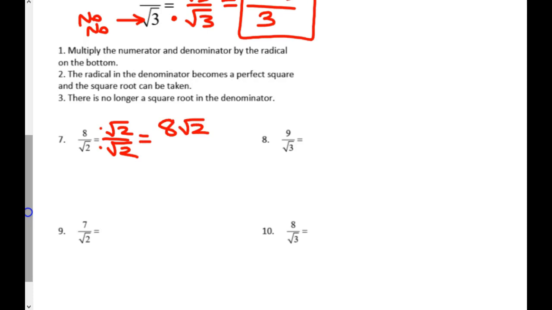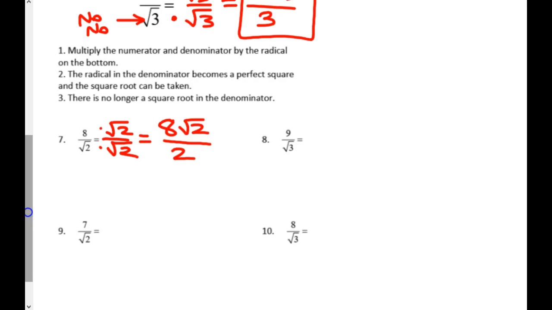So anyways, 8 times the square root of 2 is 8 square root of 2. You got to know that. Whole number, square root, put them together if you're multiplying. Now what about the bottom? What's the square root of 2 times the square root of 2? 2. Okay, the square root goes away. Very good.